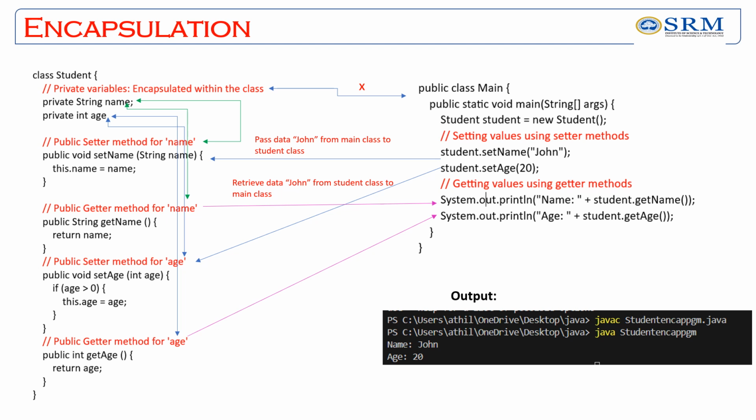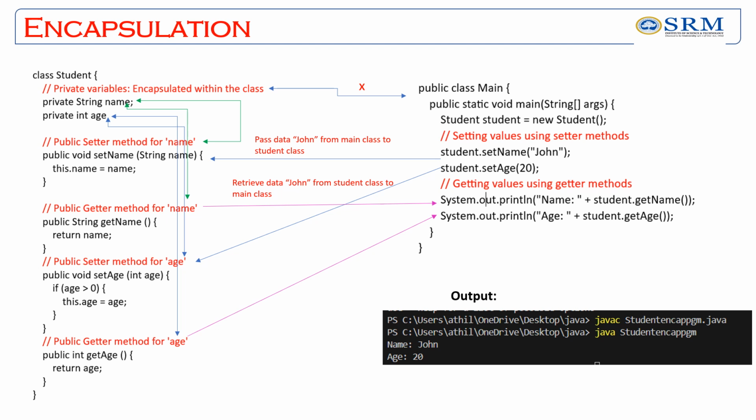Next, I have declared a setter method for name and a getter method for name, a setter method for age and a getter method for age. So if you declare two variables as private, then you have to declare setter and getter methods for those variables. So in this program, I have name and age as private variables. So I have declared a setter method for name and a getter method for name. And I have declared a setter method for age and a getter method for age.